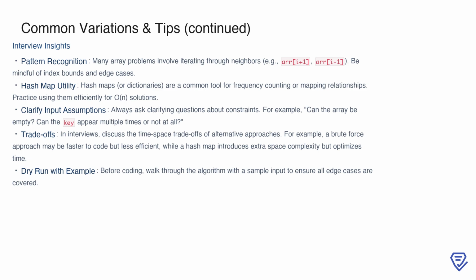Discussing trade-offs between approaches can also set you apart. For example, a brute force solution might be faster to code but less efficient, while a hash map introduces extra space complexity but optimizes time. Finally, before coding, dry run your algorithm with a sample input to ensure you've accounted for all edge cases.